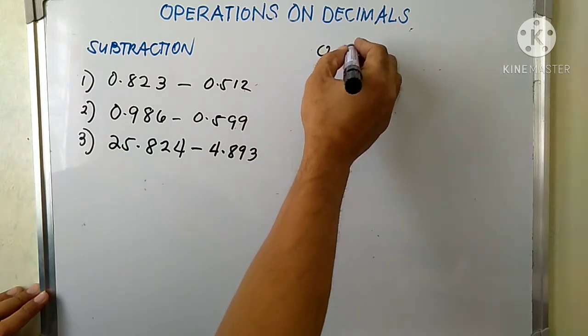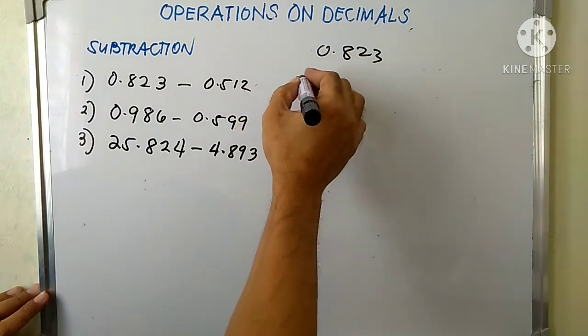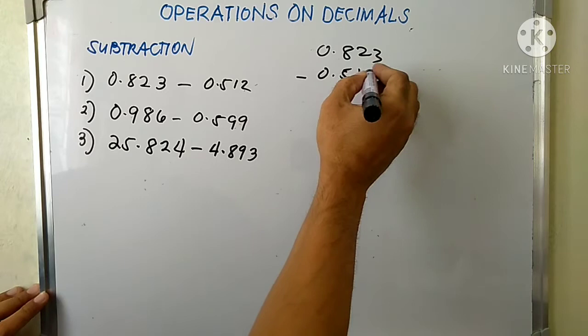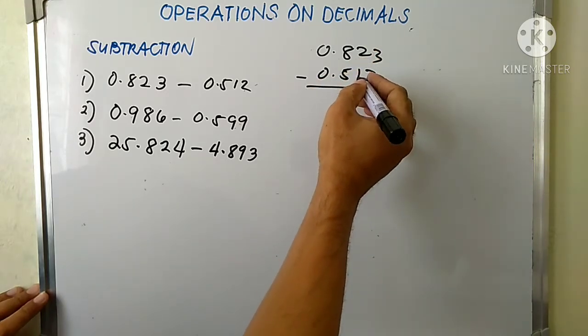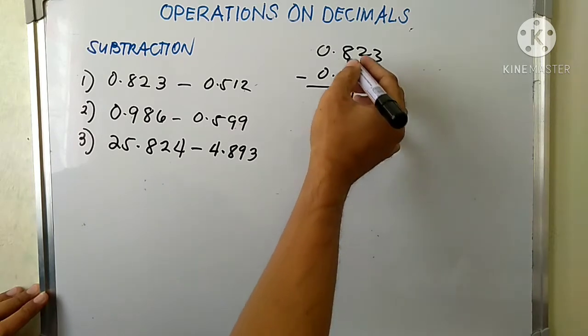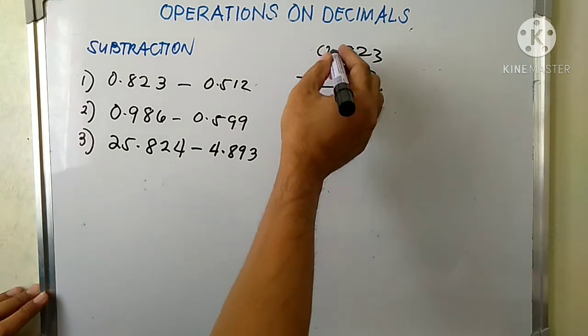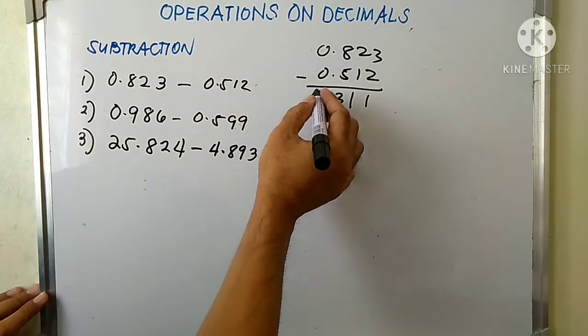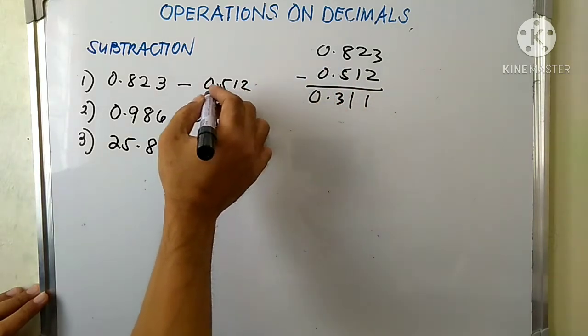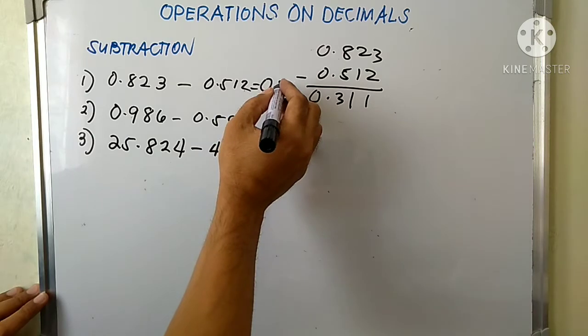We have 0.823 minus 0.512. 3 minus 2 is 1, 2 minus 1 is 1, and 8 minus 5 is 3. Write the decimal point aligned to these 2 points, then bring down 0. So the answer here is 0.311.